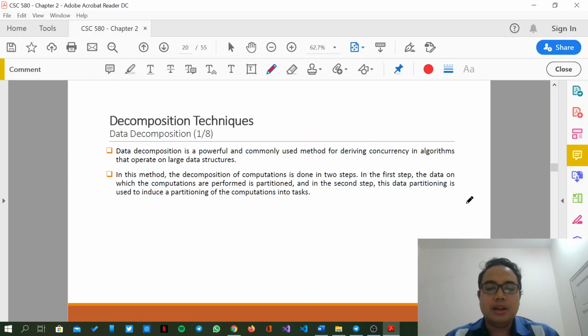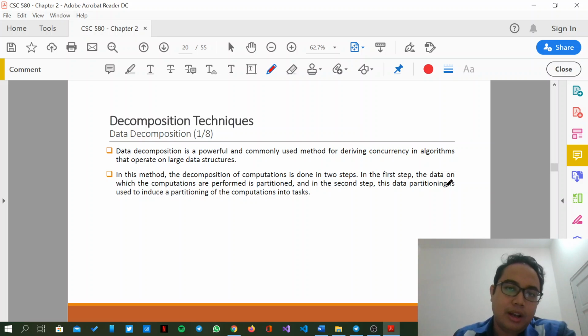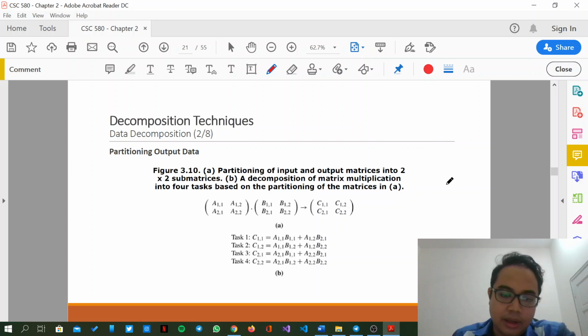Okay, so bila ada banyak data ni sangat-sangat besar, apa yang kita boleh buat kalau kita nak buat parallel? We divide that data, we decompose that data, we call that data decomposition. For example macam ni. Okay, so kita ada matrix ni. So result will be, kalau kita nak darab, okay, kita nak multiply matrices macam matrix A dan matrix B, jawapannya kita akan ada C11, C12, C21 dengan C22.